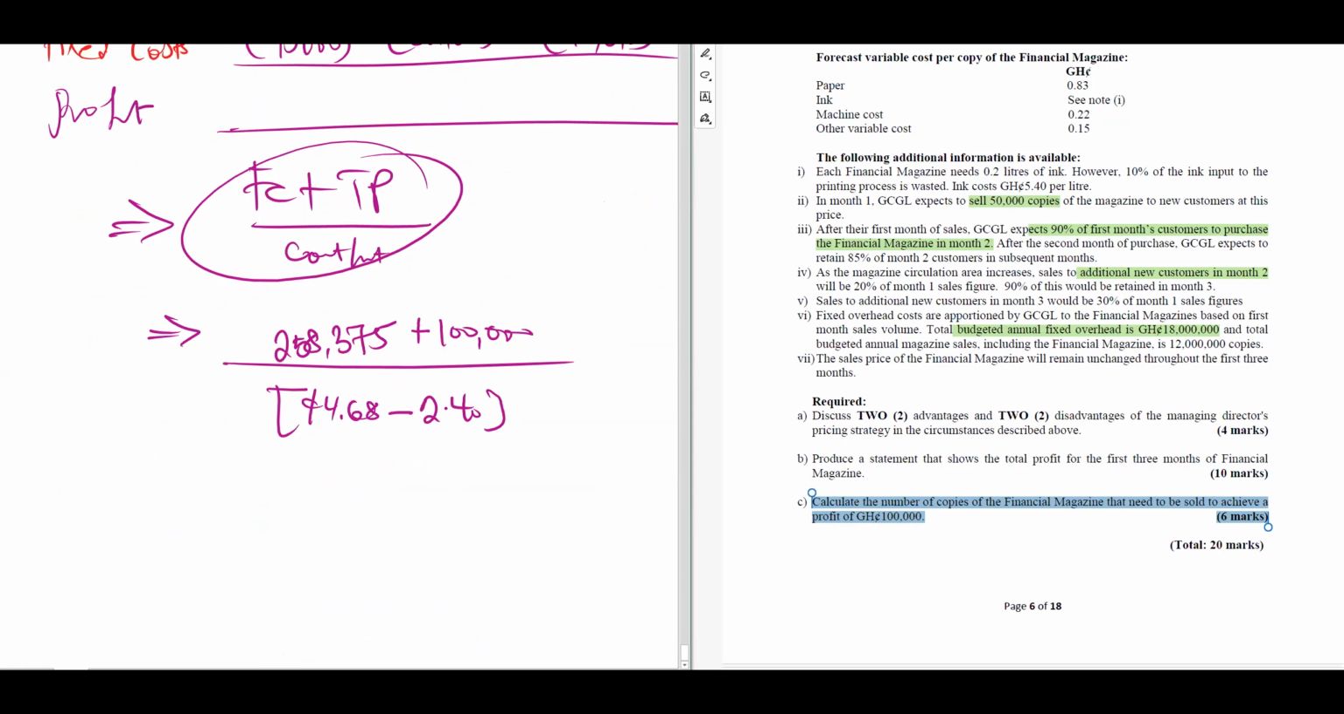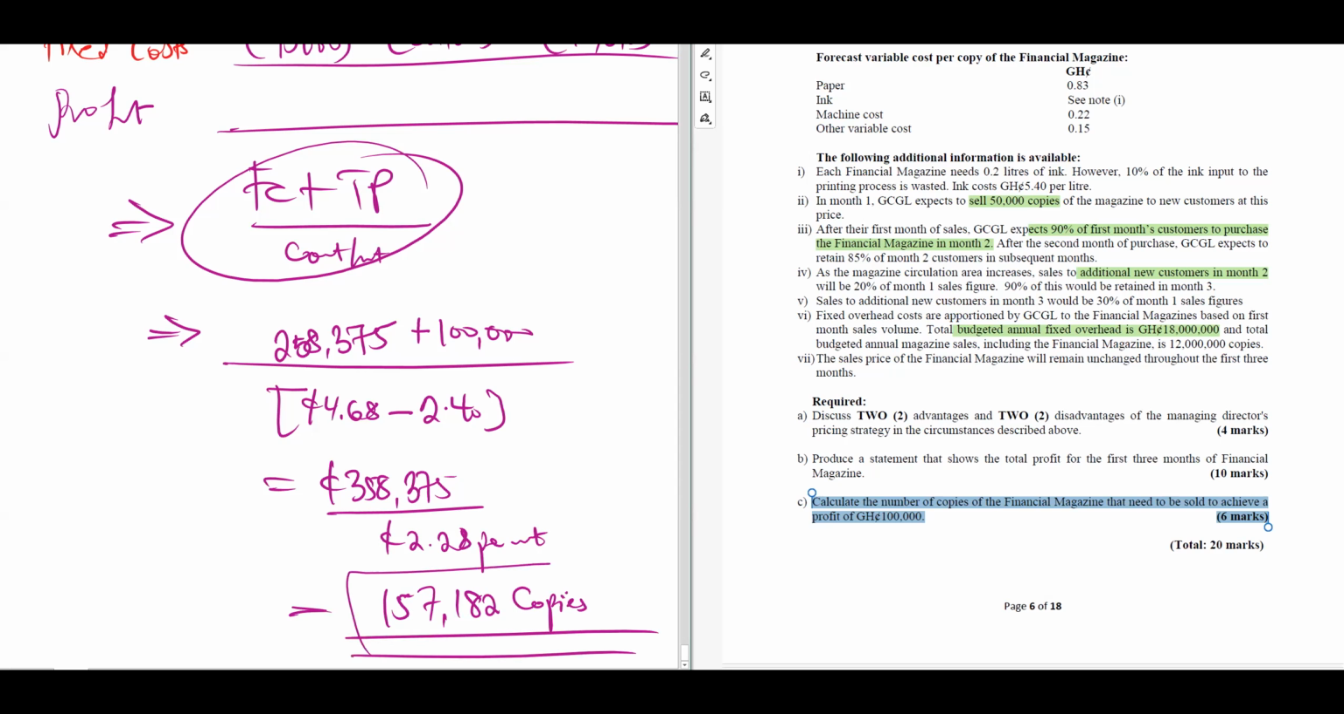That's 358,375 over 4.68 minus 2.4. That's our contribution, 2.28 per unit. So the number of copies: 358,375 divided by 2.28. That means they must produce 157,182 copies of magazine in the 3 months to break even.